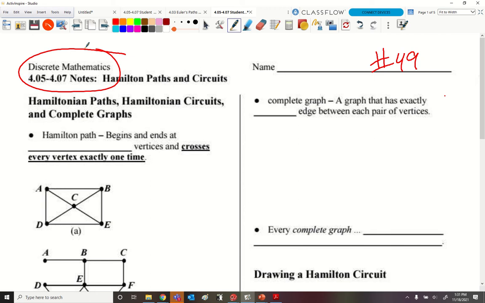So, Hamiltonian path. It's a Hamilton path. Anyway, a Hamilton path begins and ends at different vertices. The key word is going to be different. It begins and ends at different vertices and crosses every vertex exactly one time. Does it cross every edge? Say no. No.